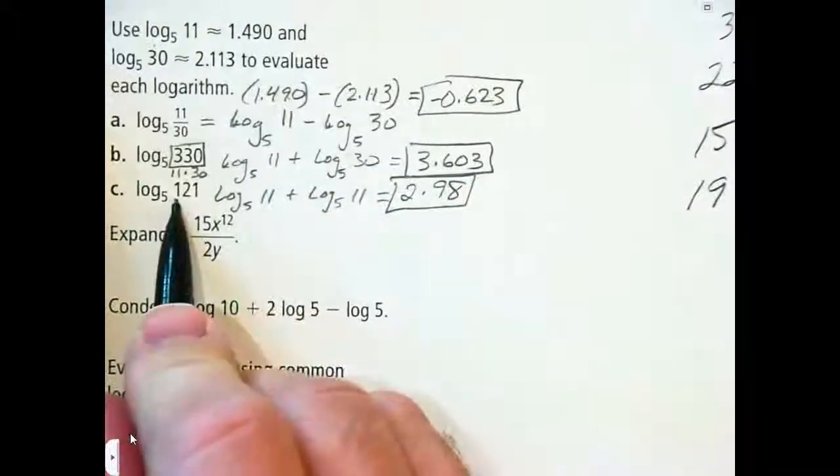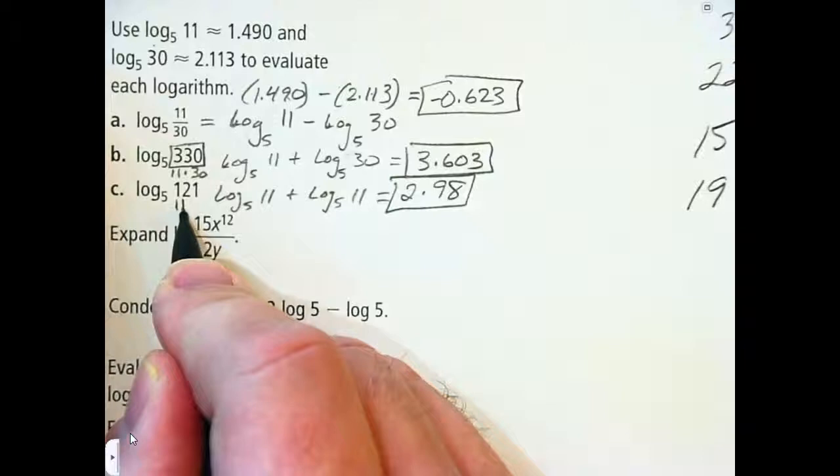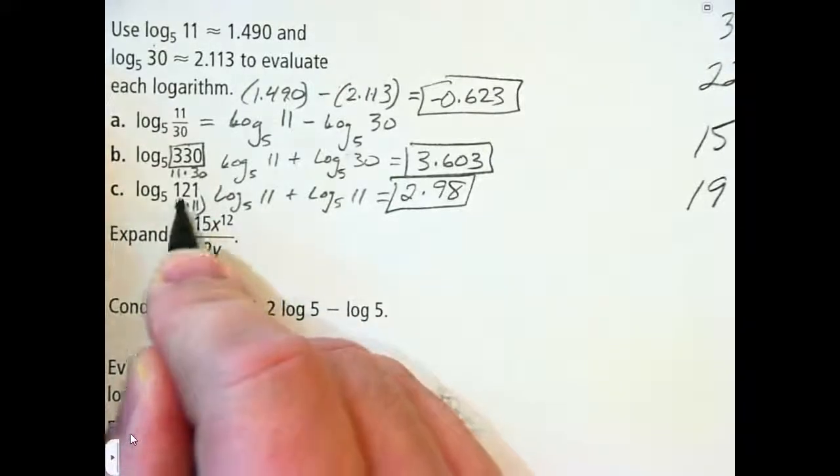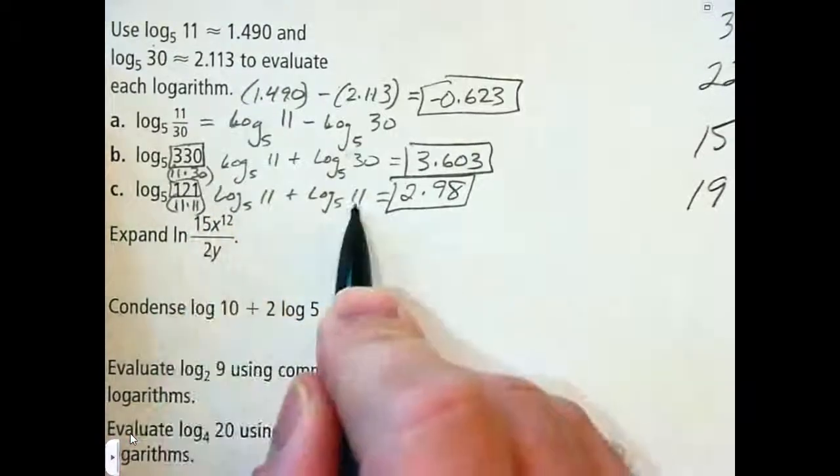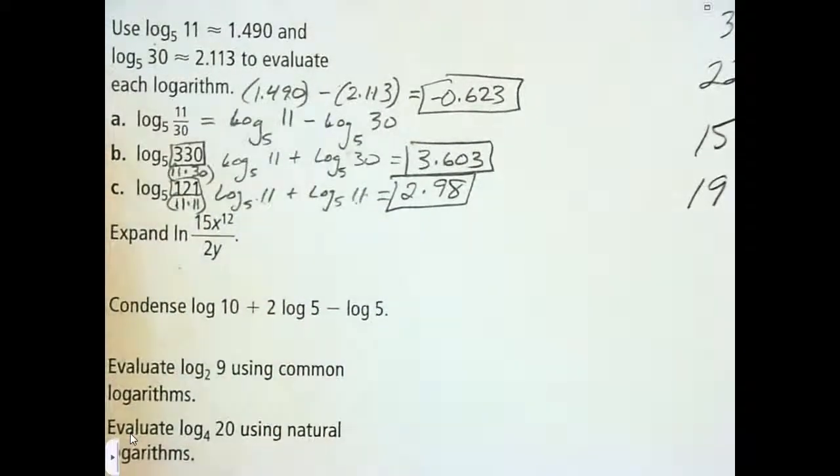Okay, so this would be 11 by 11, right? Which multiplies to 121, which means you're adding those two up.